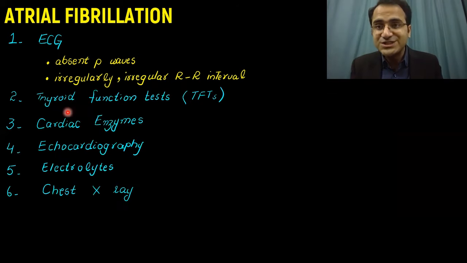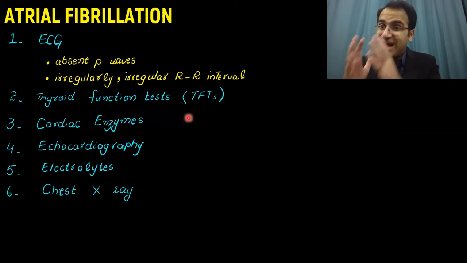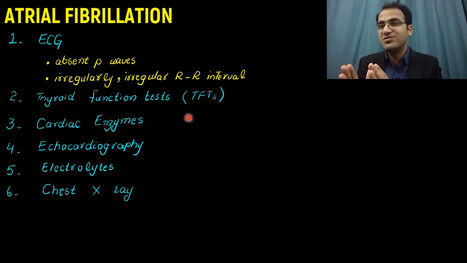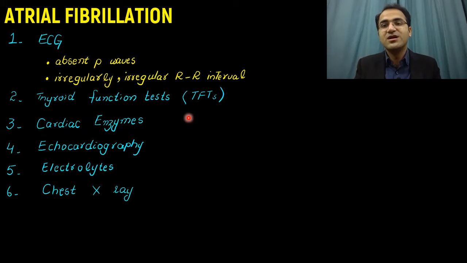What are the other investigations that you would have to do? You would have to go for a thyroid function test. As I said, hyperthyroidism is a cause of atrial fibrillation, so you must check for hyperthyroidism in that patient. You do cardiac enzymes. Sometimes when this patient presents to you, they might be having a cardiac complication like an MI. You do echocardiography and you find the structural defect that is leading to this atrial fibrillation.